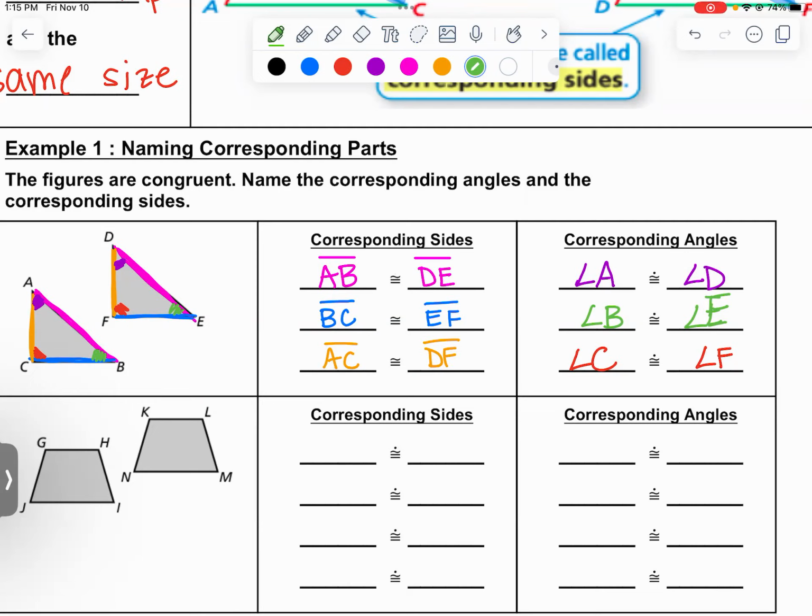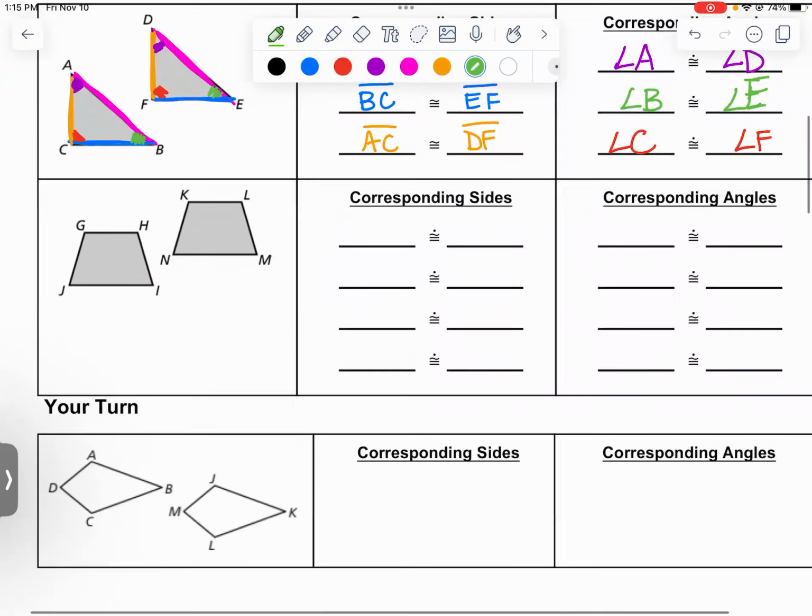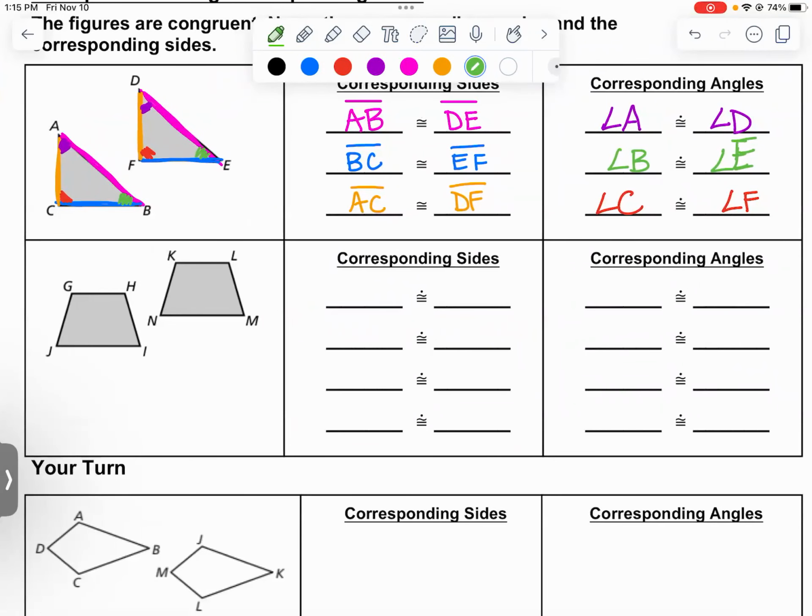All right, let's do the same thing with our trapezoids. So these trapezoids are congruent. So let's name our pieces that are the same. What do you want to start with? GH sounds good. So GH is our first side we're going to grab. Kale, what is congruent to GH? KL.